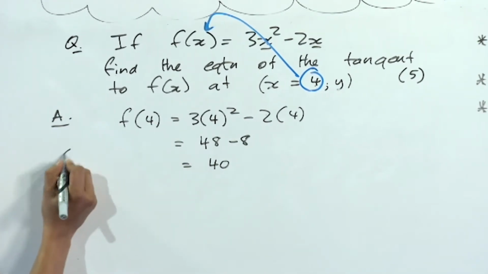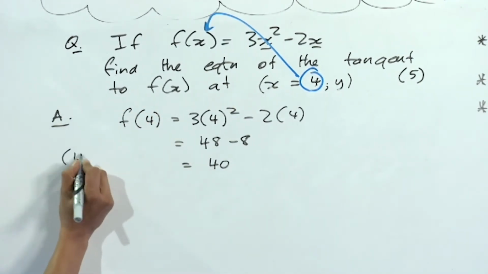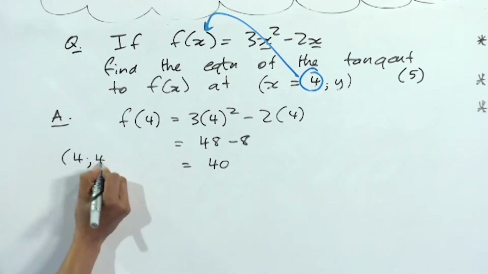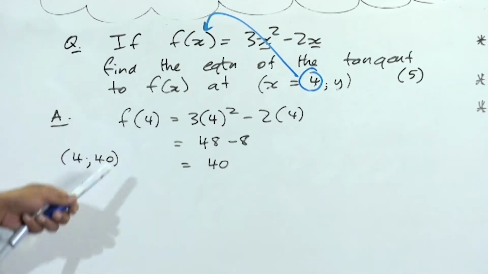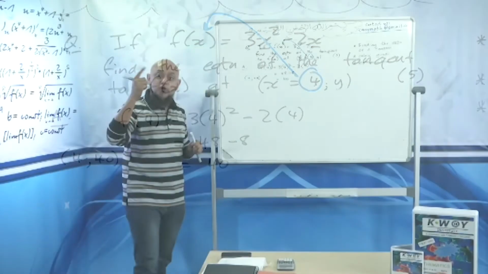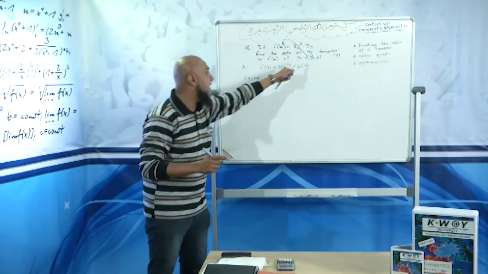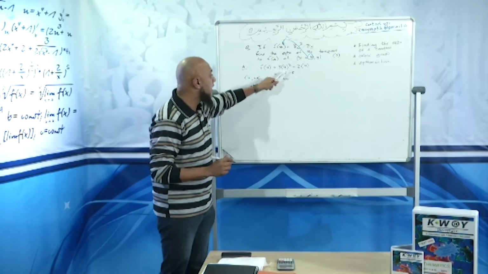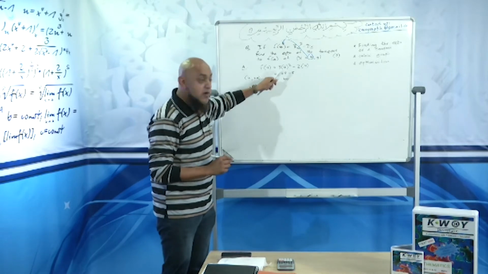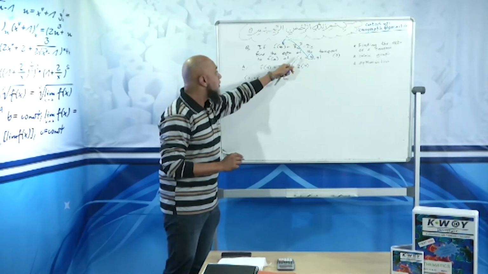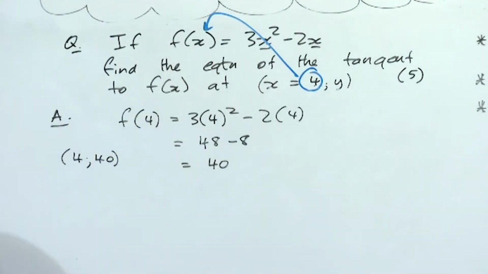That means my coordinates at the point where x is equal to 4, y is equal to 40. Now we've got an x and y. Again, I'm going to repeat: if the x and y was given, we wouldn't need to do the first step. But because only x is given, we substitute x to get our corresponding y.